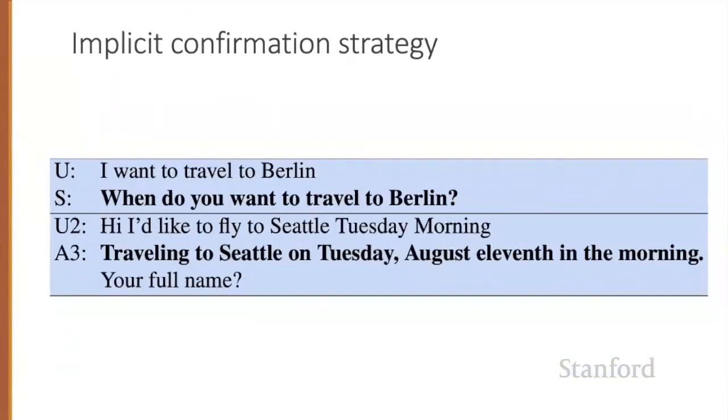When using the implicit confirmation strategy, the system instead demonstrates its understanding as a grounding strategy. For example, repeating back the system's understanding only as part of asking the next question. I want to travel to Berlin. When do you want to travel to Berlin?